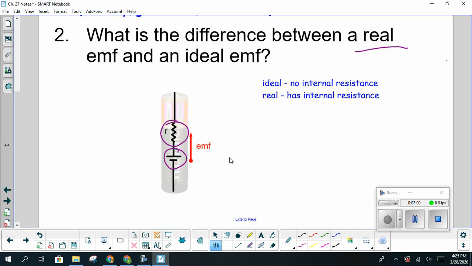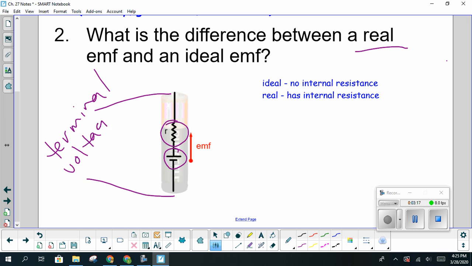What's important about an EMF and the difference between a real and ideal is the difference in its terminal voltage. So if we were to take a voltmeter and measure the terminal voltage of a battery, a real EMF would have a difference between the terminal voltage and the EMF due to the internal resistance. An ideal would have no difference between those. You can't really tell the difference between an ideal and a real EMF until you put that EMF under a load, meaning you connect it to something.